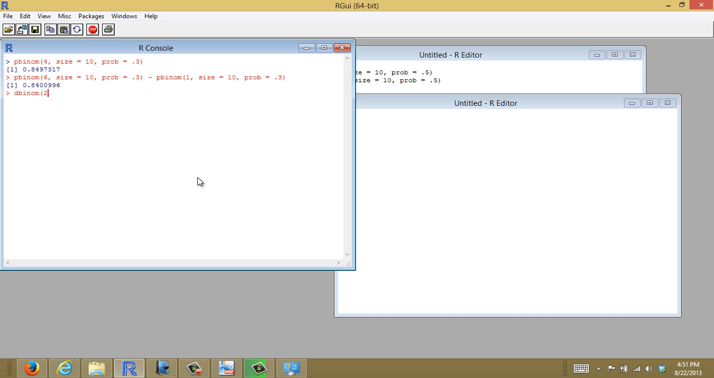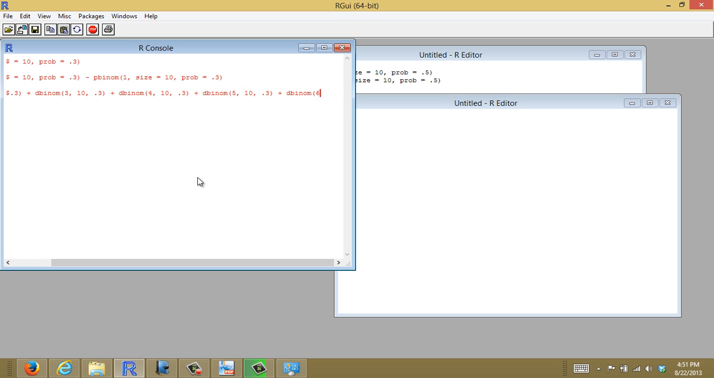So d-binom of 2, and by default, R knows that the second argument is size and the third argument is probability, so you don't have to actually write that. You can simply put the numbers in. So we could put 10 and 0.3 plus d-binom of 3, 10 and 0.3, plus d-binom of 4, 10 and 0.3, plus d-binom of 5, 10 and 0.3, plus d-binom of 6, 10 and 0.3. You can see that we get the exact same answer as before. We just solved the problem in a slightly different way.